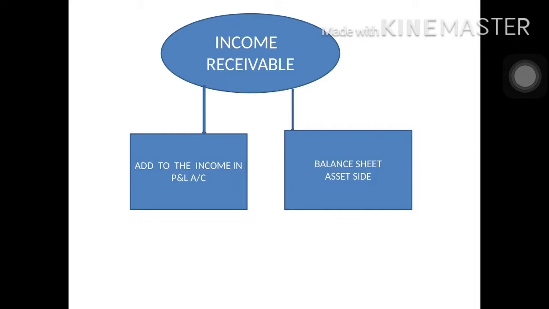The other one you have to add to the income in profit and loss account. Okay, is it clear? Two accounts: in profit and loss account, credit side, you will write by whatever that income is, and in the balance sheet, asset side, you will write income receivable.